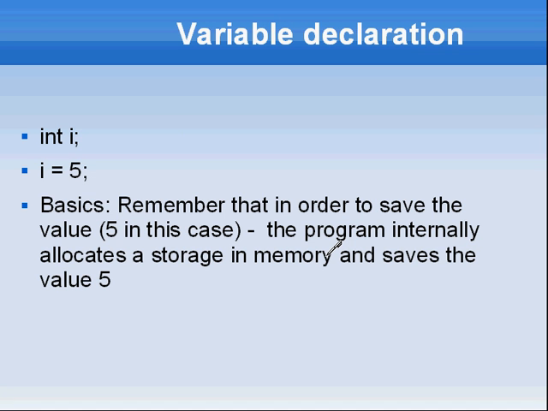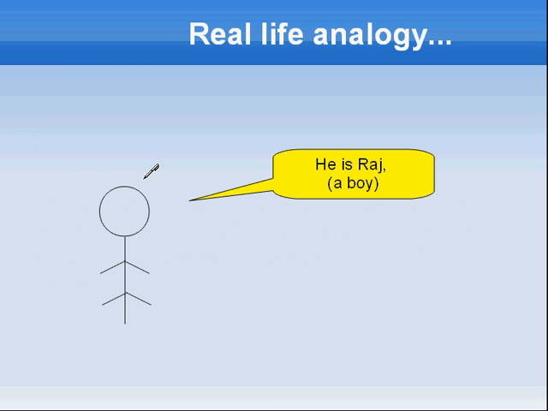Now let us look at basic variable declaration. We have int i, and we assign i equal to 5. In order for the program to remember the value 5, it will actually allocate memory, say in this case 4 bytes, and it will save the value of 5 in that memory. So this is just to get you started on very basic programming.